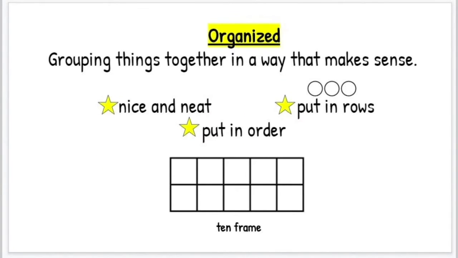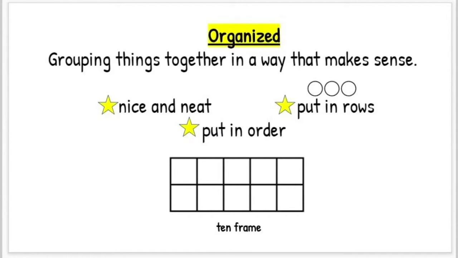Another thing that mathematicians need to have a lot of is good math vocabulary. So before we get started with today's lesson, let's go over some words and vocabulary, what these words mean, so that we're ready to do our very best work in today's video. So we're going to talk a lot about the word organized, and organized means when you group things together in a way that makes sense. If you are organized, you are nice and neat.